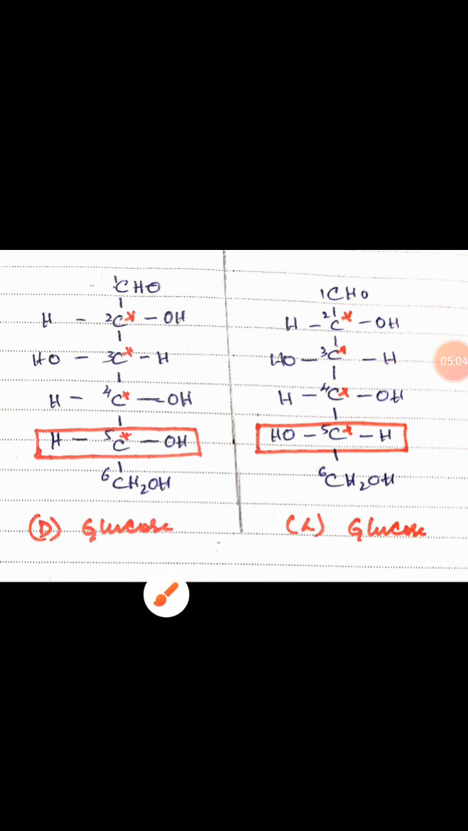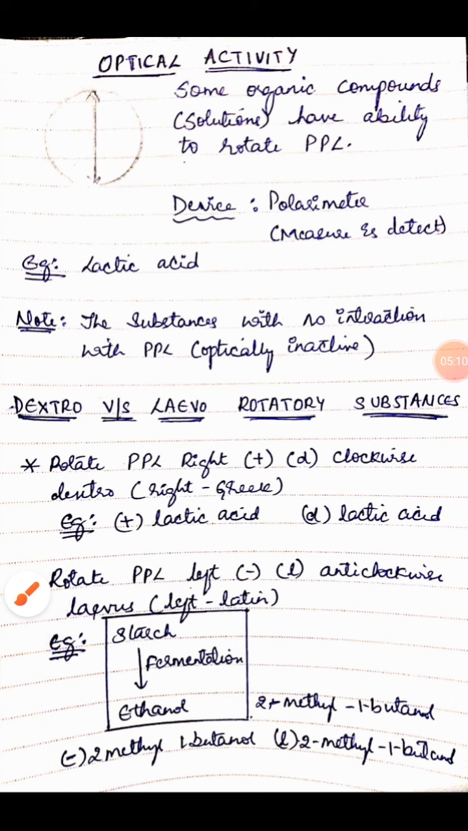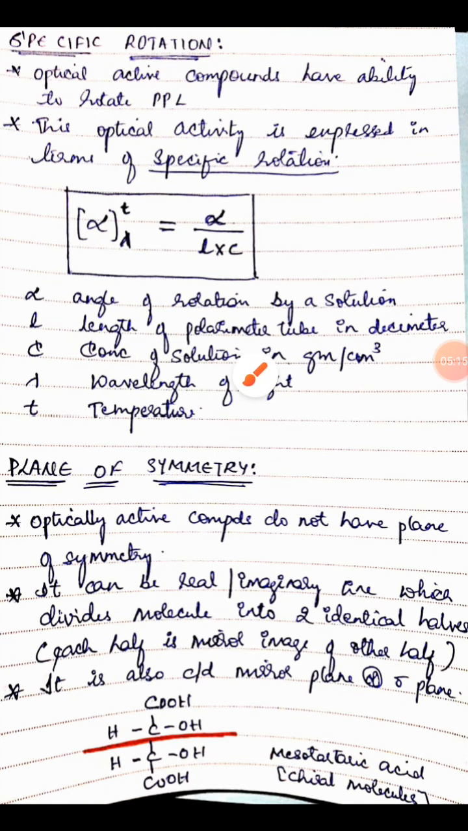If we were speaking about dextrorotatory, then we were speaking about small d, not the capital D, and about the clockwise direction of the PPL. So, now you know what an optically active compound is. Optically active compounds are those which have the ability to rotate the PPL, and this optical activity is expressed in terms of specific rotation.